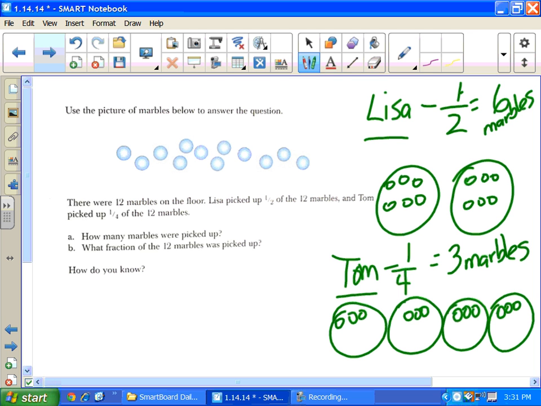So, the question, how many marbles were picked up? Well, Lisa picked up 6 marbles. Tom picked up 3 marbles. So 6 marbles plus 3 marbles equals 9 marbles were picked up.